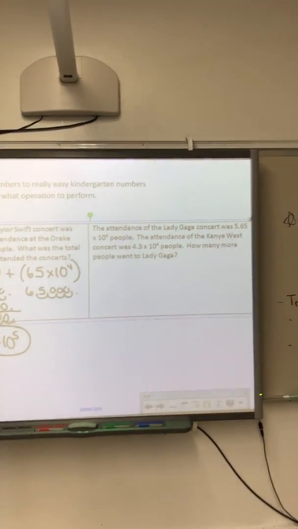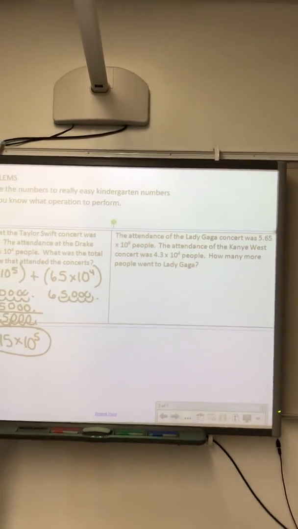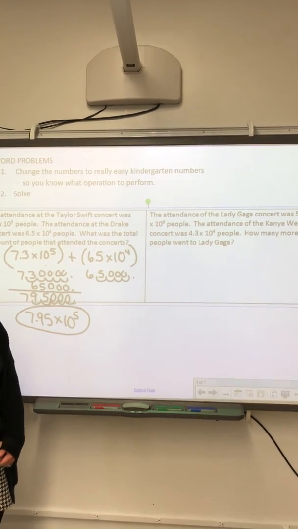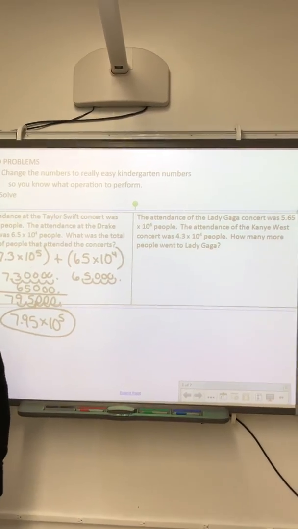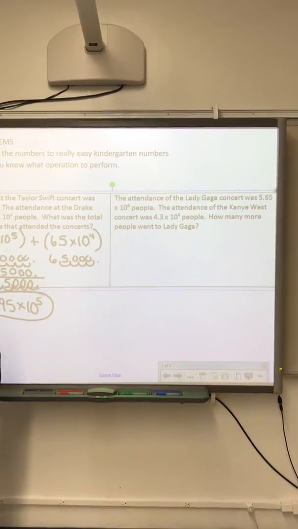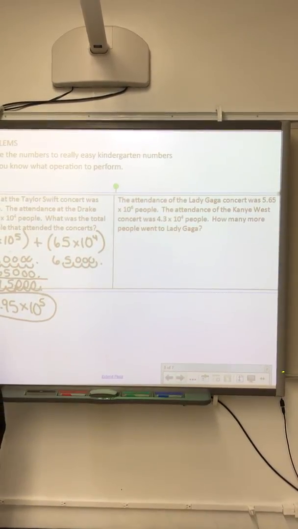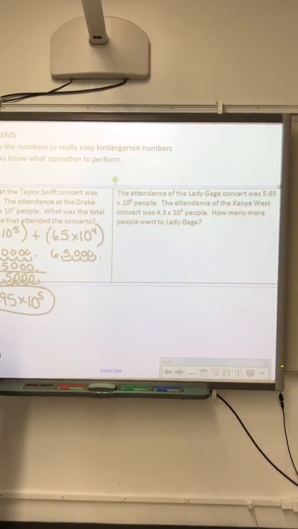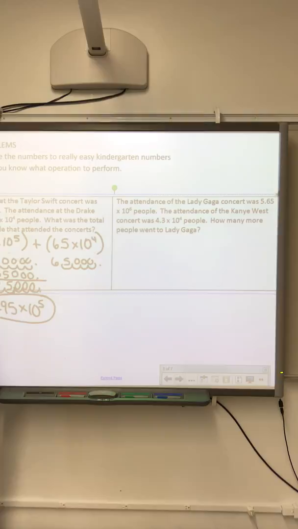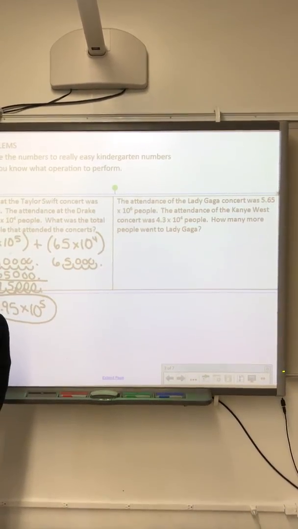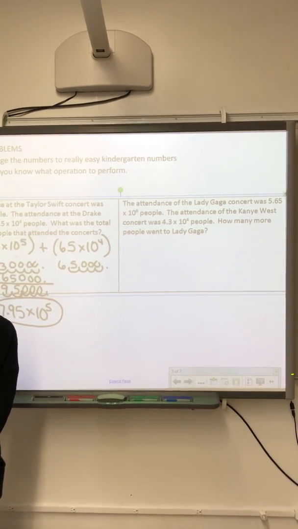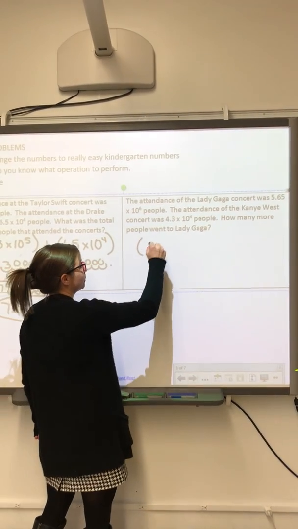The attendance of the Lady Gaga concert was 5.65 times 10 to the 6th people. The attendance of the Kanye West concert was 4.3 times 10 to the 4th people. How many more people went to the Lady Gaga concert? Let's change the numbers. The attendance at the Lady Gaga concert was 6 people. The attendance at the Kanye West concert was 5 people. How many more people went to the Lady Gaga concert? What operation would you use here? We're going to use subtraction. Let's go ahead and subtract.